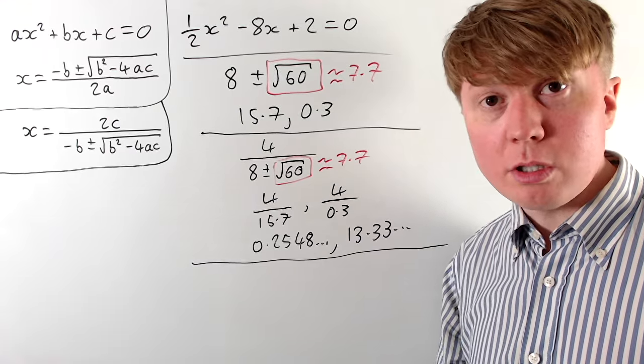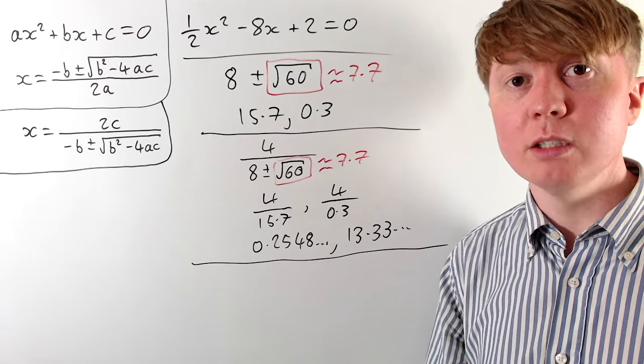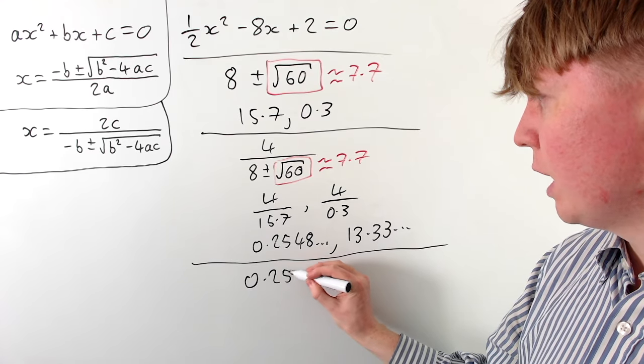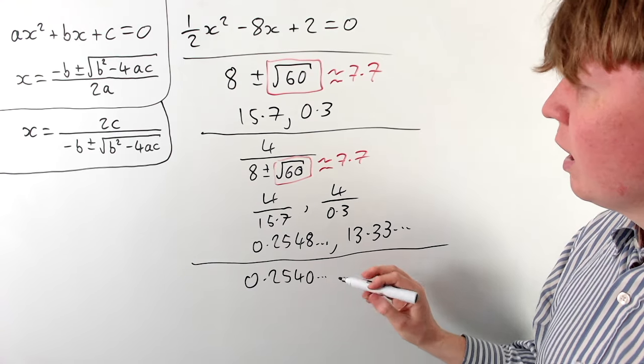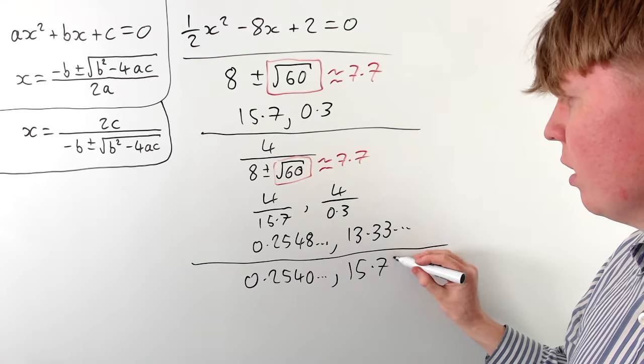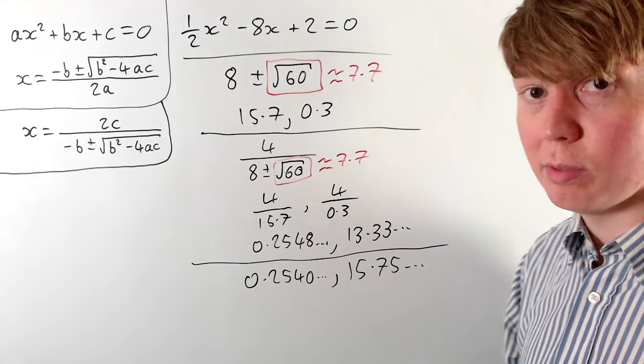So what are the actual solutions to this quadratic equation? Well, if we calculate them exactly, our solutions are 0.2540 approximately, and the other one, if we calculate this exactly, is 15.75 to 2 decimal places.